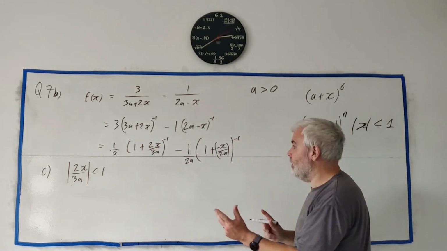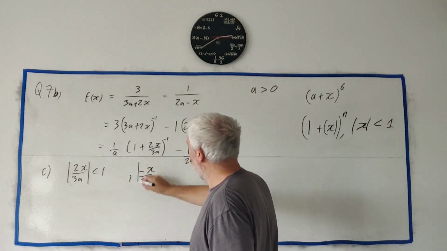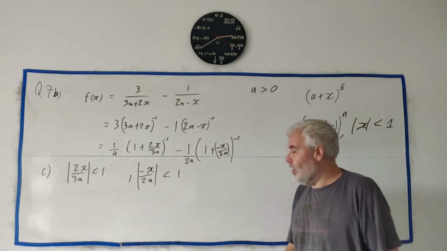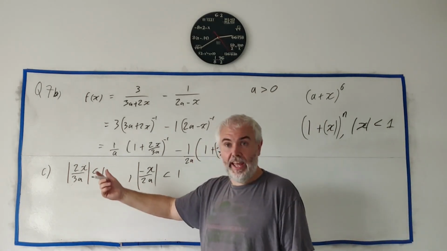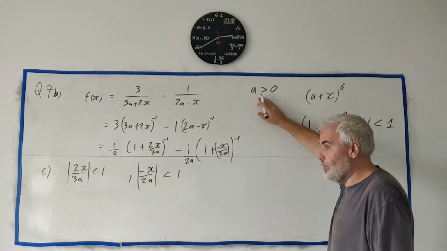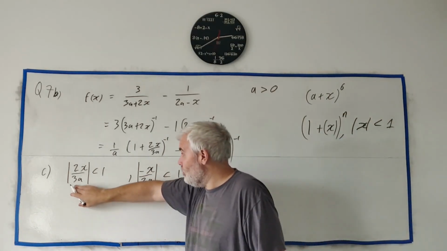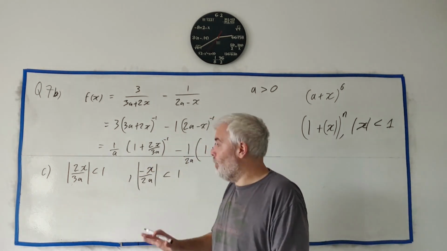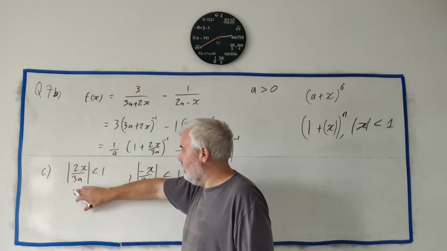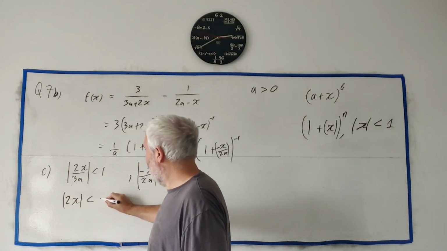But we expanded two different things, so we need two different conditions. The absolute value of minus x over 2a is less than 1. Both of these have to be true. So what they're looking for is to rearrange this so we get x. We also need to remember, I wrote it up here, a is bigger than 0. They told us that at the start of the question. That allows us to just move a without bothering the absolute value. The absolute value only relies on x because everything in here is a known quantity. So we get the absolute value of 2x is less than 3a.